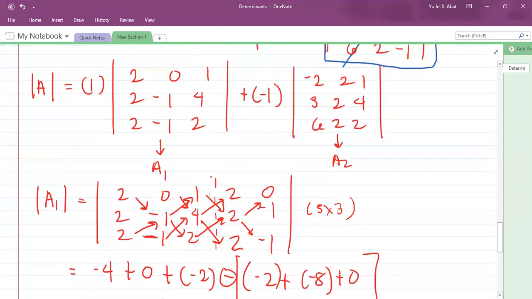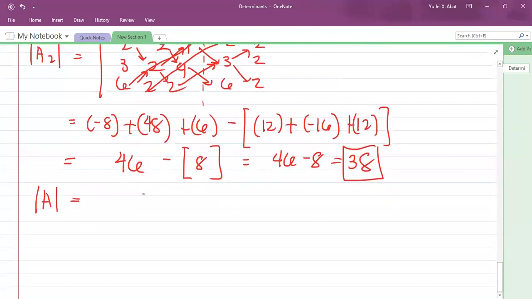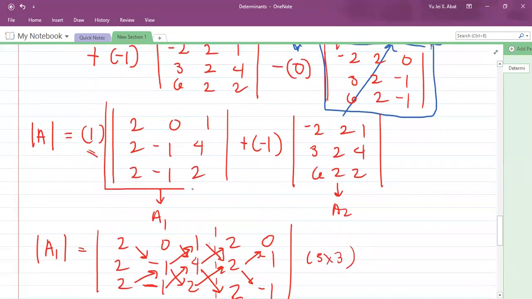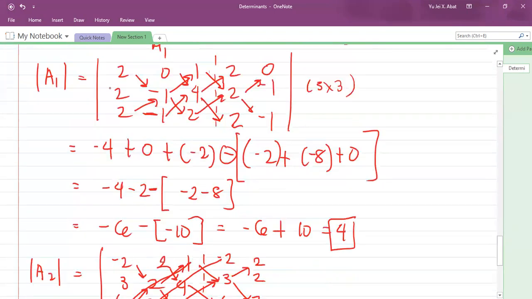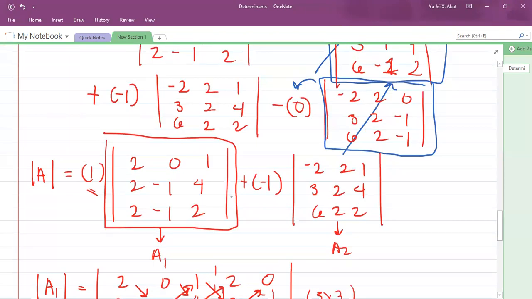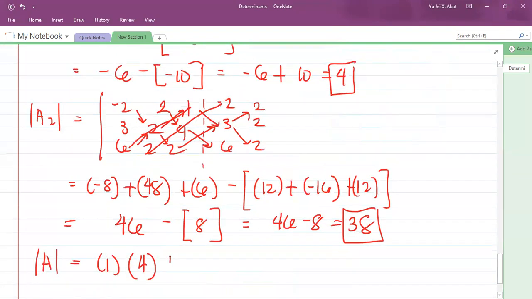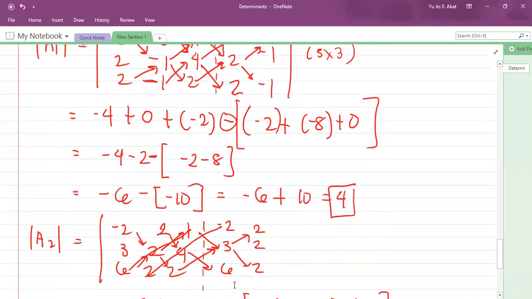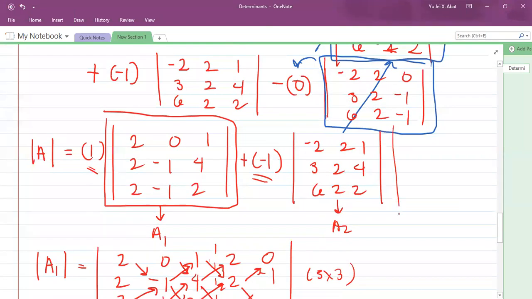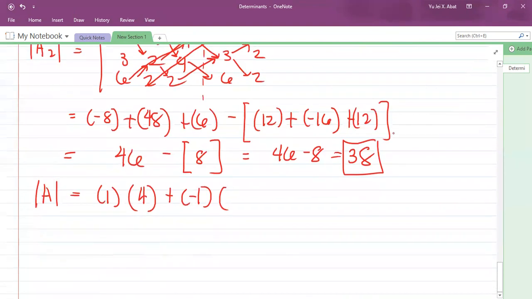So, di ba, meron kang cofactor na 1. Ito. So, we have 1 times, yung nakuha natin na determinant ng A sub 1 na to. Determinant nito. That is 4. Okay, and then, we have plus negative 1. Plus the negative 1 multiplied by the determinant nung pangalawa. Ito yung A2 natin. Which is sinolve natin. At naging ano siya, 38. Ayan. 4 minus 38. So, negative 34.